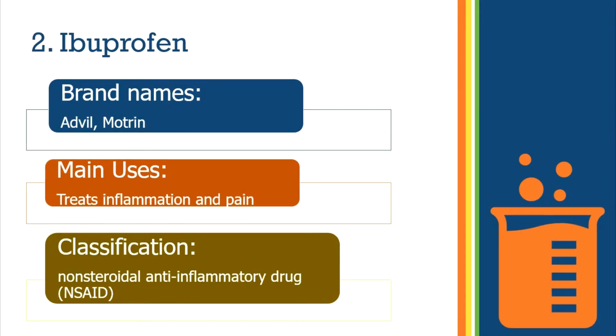Ibuprofen. Brand names include Advil and Motrin. It is an anti-inflammatory medication, and it can be used to treat pain. Class of this drug is non-steroidal anti-inflammatory drug. You might see this as NSAID.